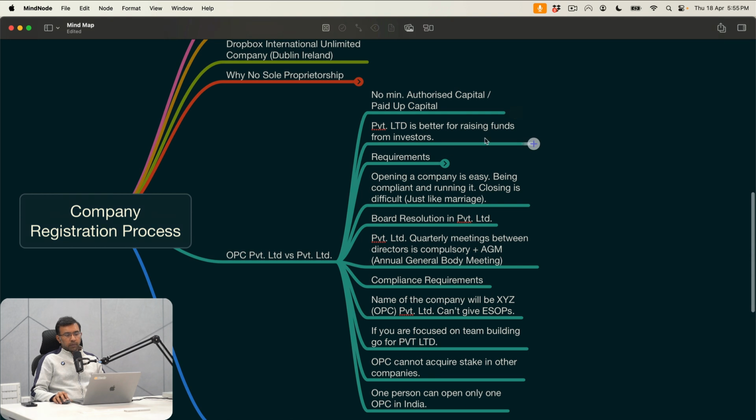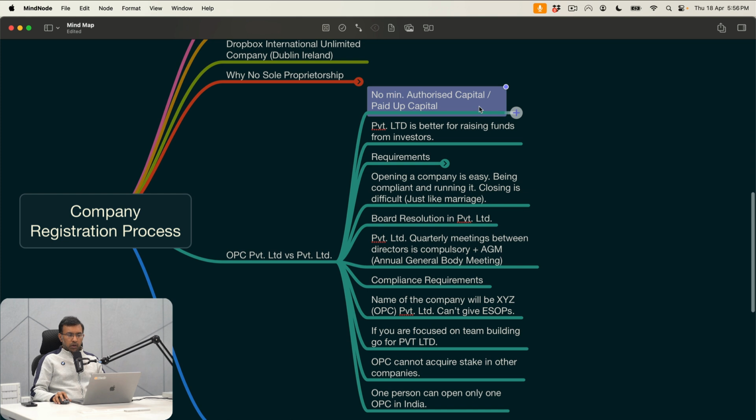In my opinion, OPC kind of looks unprofessional. Earlier, they had a limit of 2 crores revenue per year for OPC, beyond which you have to convert it into a private limited company. But just go for private limited. It's just simple, right?